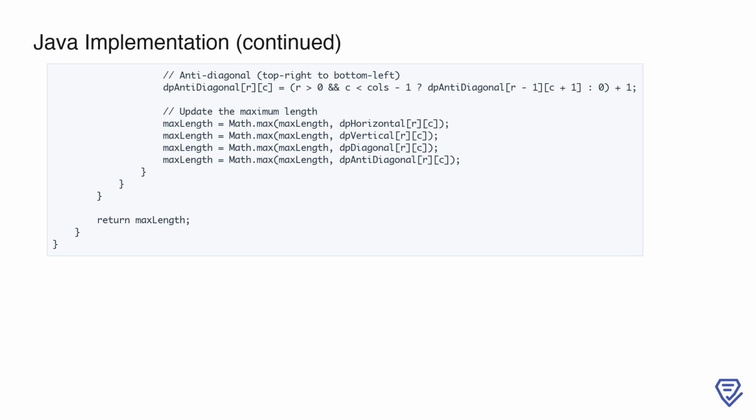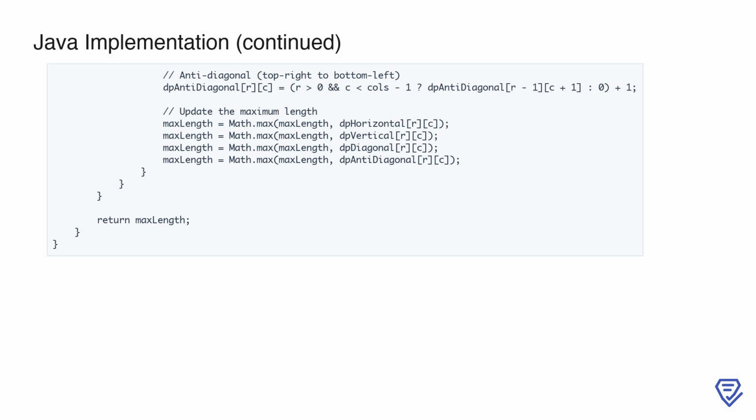After calculating the lengths in all four directions for the current cell, we update the max length variable. This is done by taking the maximum of its current value and the values computed for each of the four directions. This ensures that max length always holds the length of the longest line of consecutive ones encountered so far. Once all cells in the matrix have been processed through these nested loops, the final value of max length will represent the length of the longest line of consecutive ones in any direction. Finally, we return max length as the result.